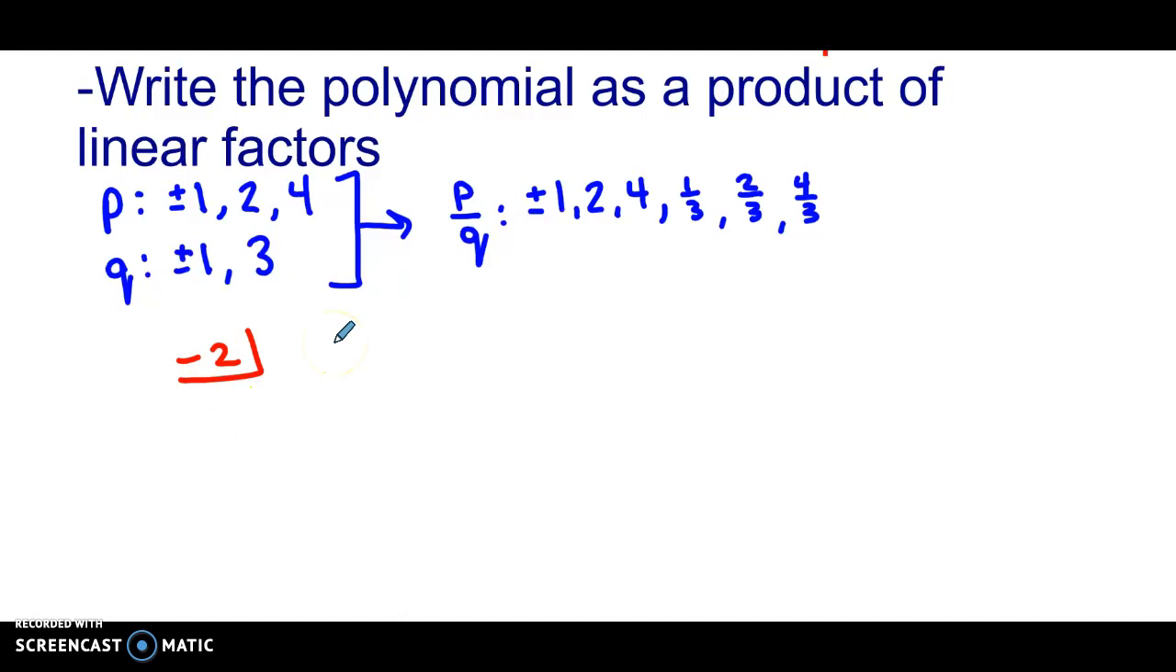You could graph your polynomial f of x. Find one of your x-intercepts, which should come from this list, which you should see an x-intercept at -2. And then choose to synthetically divide by that.